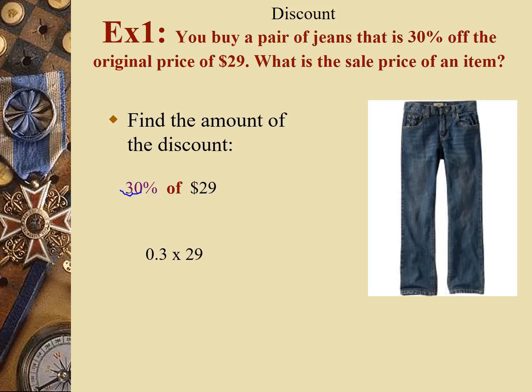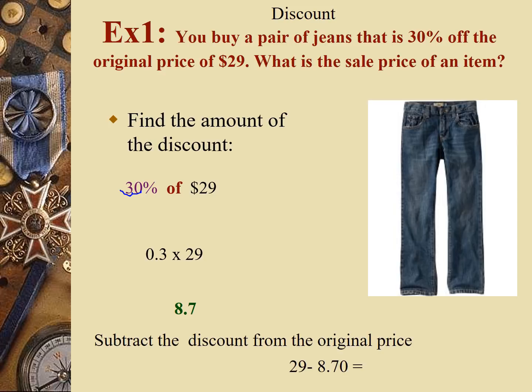And that will give us 0.3 times 29. You use your calculator to do that amount. Once you use your calculator, that answer will be 8.7. And since we're talking about discount, we are subtracting. So now we subtract 29 minus 8.70 because we're talking about money, so 70 cents.